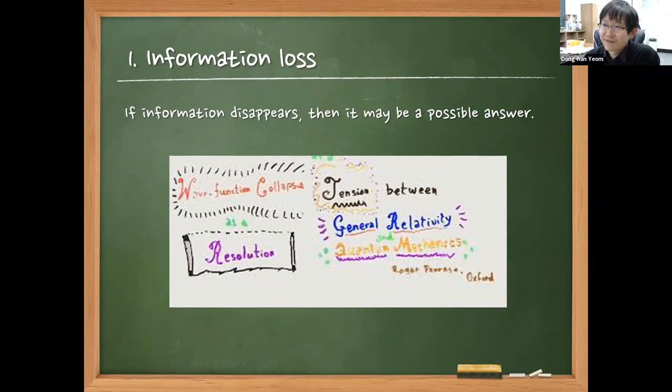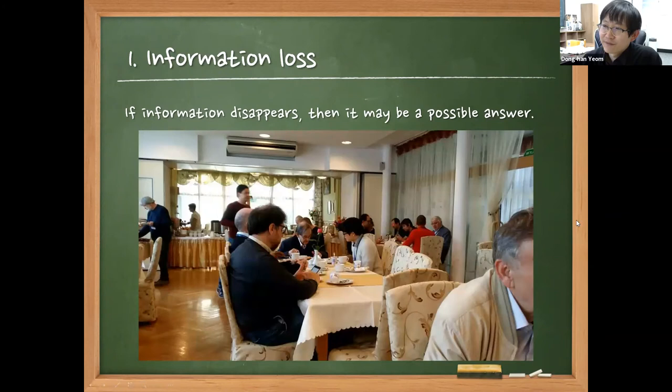This is my private photo from when I visited Poland. I had an opportunity to meet Penrose and discuss the information loss paradox and so on. Before that, I privately discussed with Penrose. I presented some ideas about the information loss paradox, and he commented that my paper, my discussion, was interesting, but that he thinks information is lost.